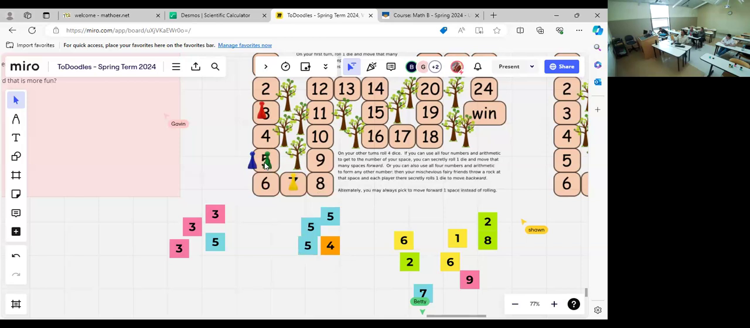Okay, same thing. If you can get to five, then you will get to move forward. If you get to seven, I move backwards. And I'm not going to let you aim at Gavin because officially he goes before you, so he's not going to be there anymore.